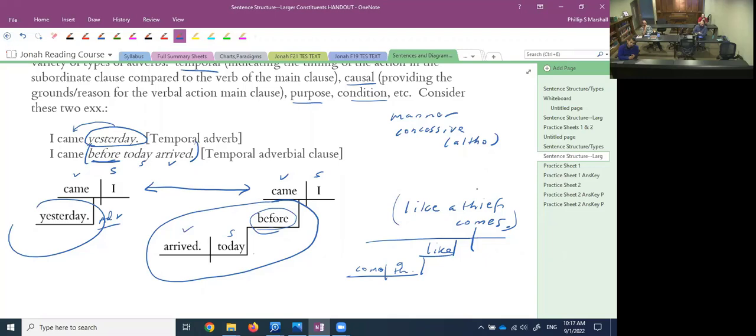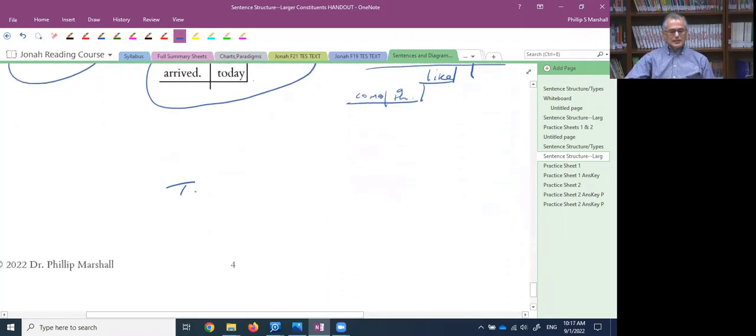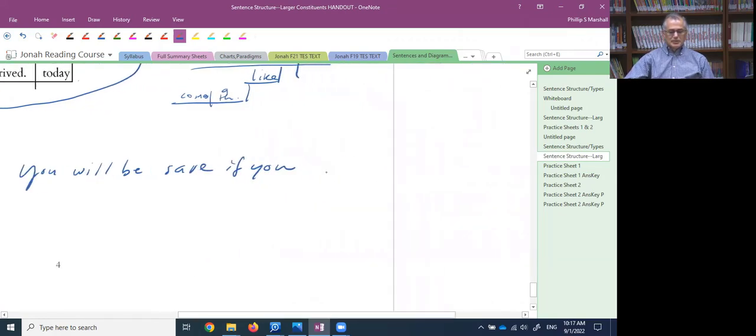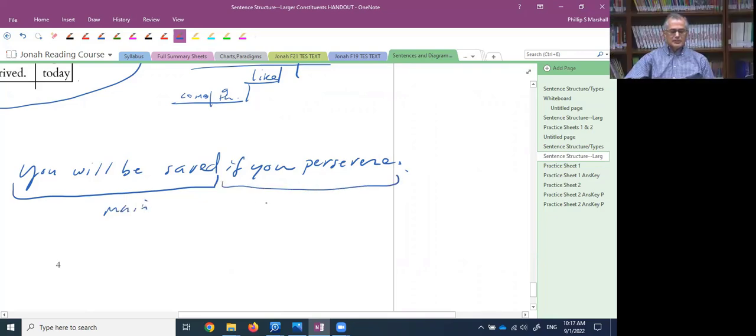Dr. Marshall, this is Jonathan in Huntsville. Do you have maybe a quick example of what a condition would be? Yes. You will be saved if you persevere. Right? So what's the main clause? You will be saved. That's the main clause. And then if you persevere, that's the dependent or embedded clause, and it provides a condition.